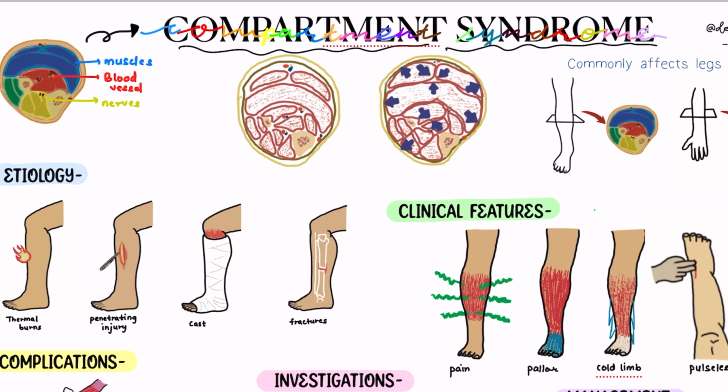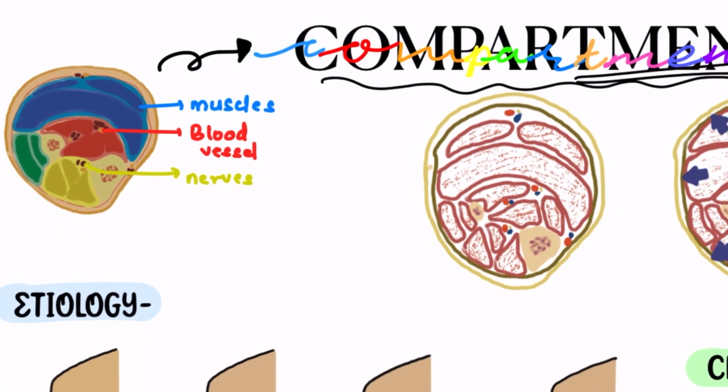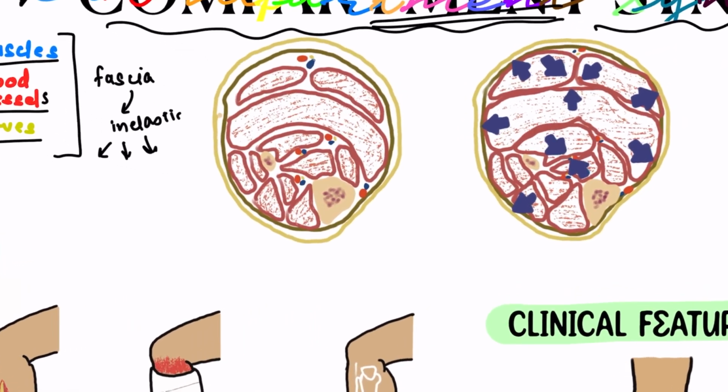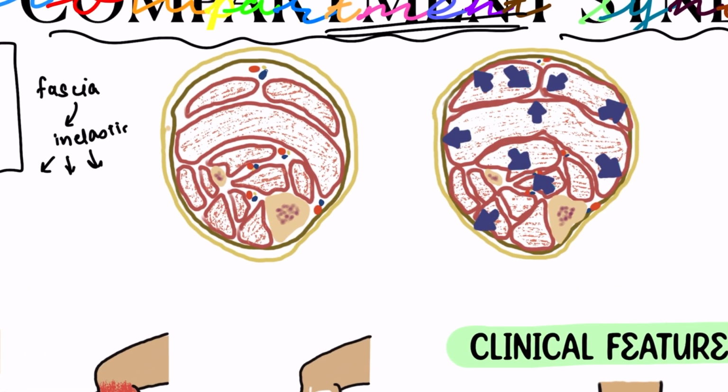Starting with the topic, firstly, to know what this syndrome is, you should know what you mean by compartment. So a compartment is basically a section of the body that contains muscles, blood vessels and nerves, and they are covered by a fibrous connective tissue layer which is known as fascia. This fascia is inelastic in nature, due to which it cannot expand much. So now compartment syndrome is when there is an increase in the pressure within this compartment.